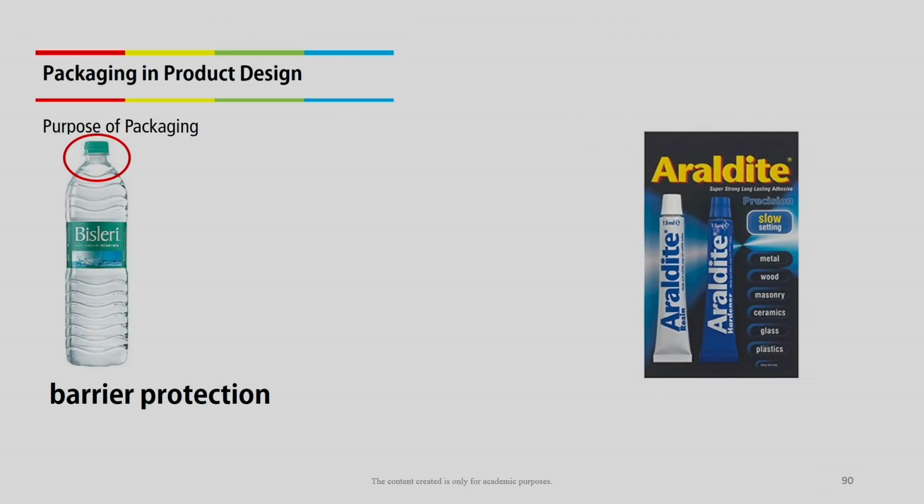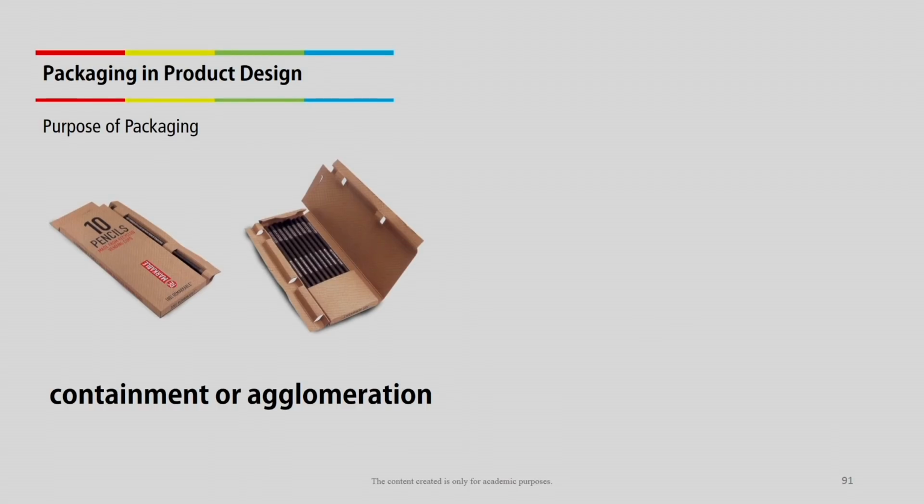A barrier is also implemented in cases where segregation of two materials prior to end use is required, as in the case of special paints, glues, medical fluids, etc. So, here in this particular case, in this product Araldite, resin and hardener are kept separate. Next purpose is containment or agglomeration.